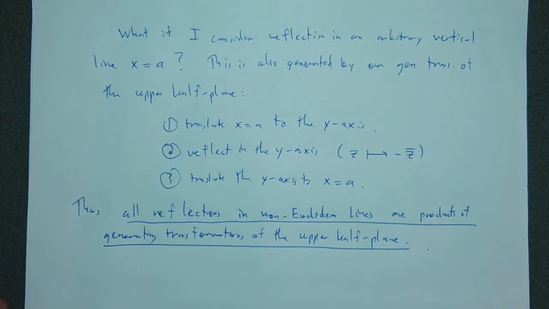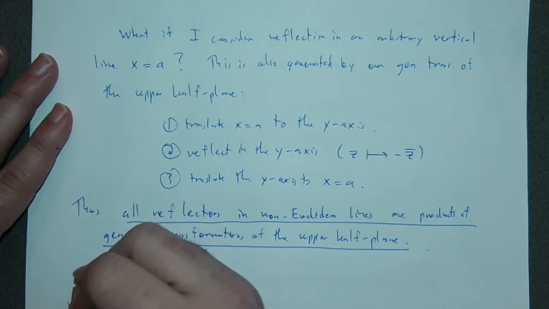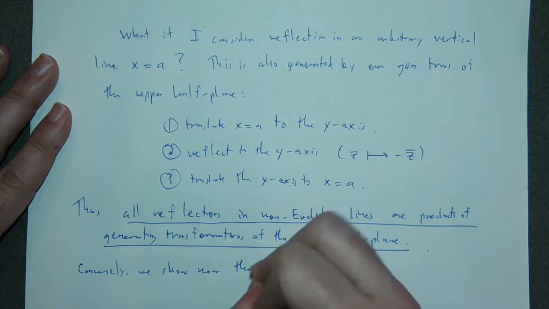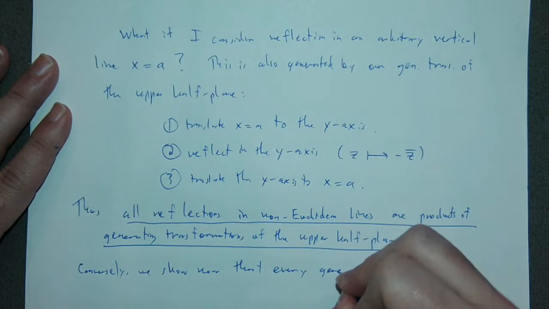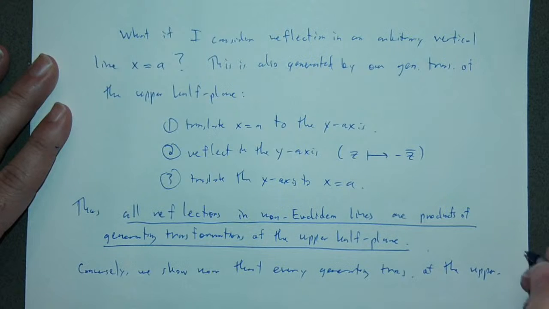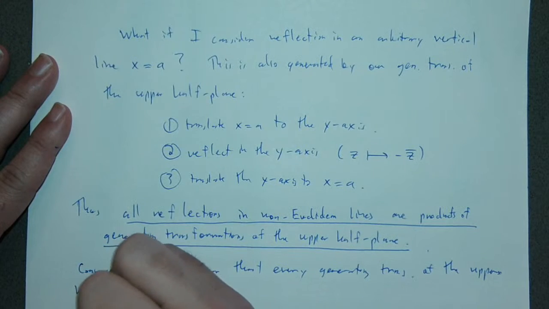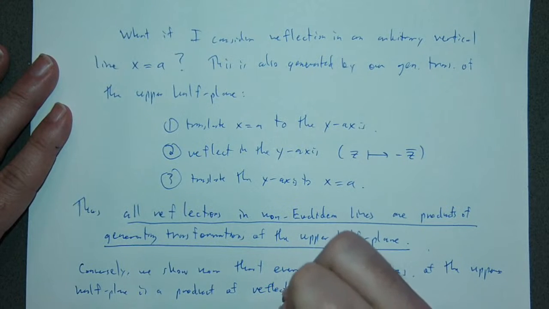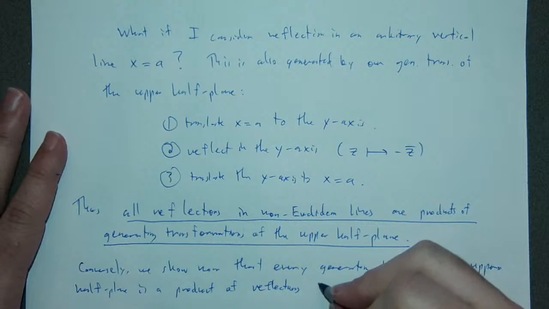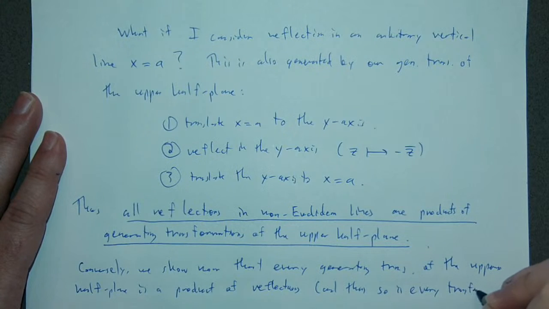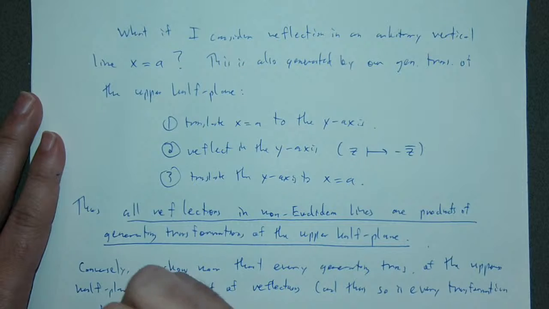Next, we show that conversely, every generating transformation in the half plane is a product of reflections. So conversely, we show now that every generating transformation of the upper half plane is a product of reflections. And thus, so is every transformation of the upper half plane.